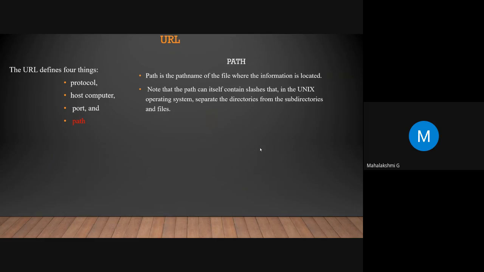The last one is the path. Path is the path name of the file where the information is located. Note that the path can itself contain slashes that, in the Unix operating system, separate the directories from the subdirectories and files. Now we know that this is our protocol, this is the host name, and this is the path, and here we don't have a port as the port is optional.